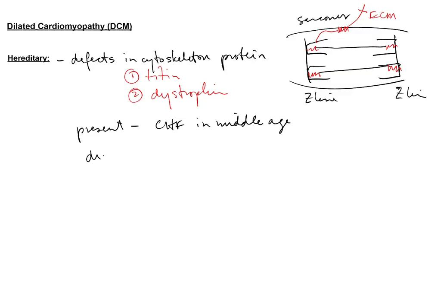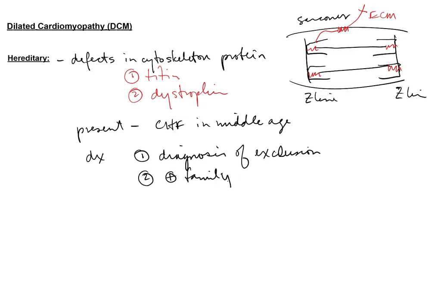To establish the diagnosis, one must do two things. We don't have a positive test. So first, it is a diagnosis of exclusion. And then second, because it is hereditary and usually autosomal dominant, we need a positive family history. Genotype is not the same as phenotype.